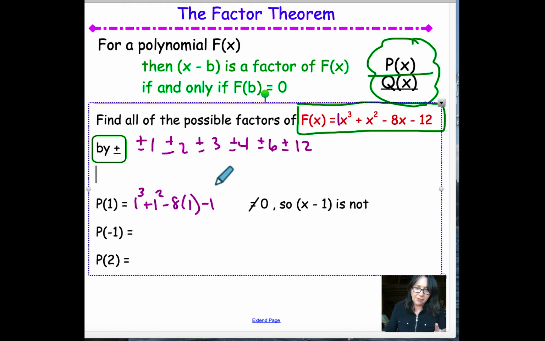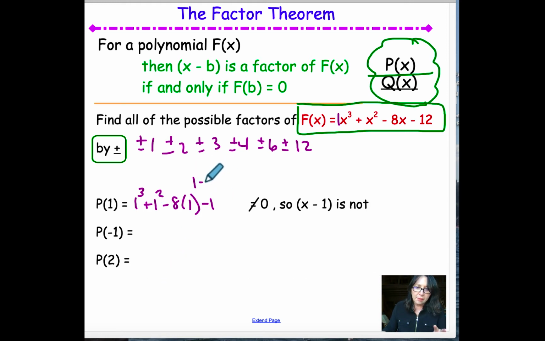So I have 1 minus 8, which is negative 7. So negative 7 does not equal 0. So that means that x minus 1, that comes from this value right here, is not a factor, and that's the factor theorem.